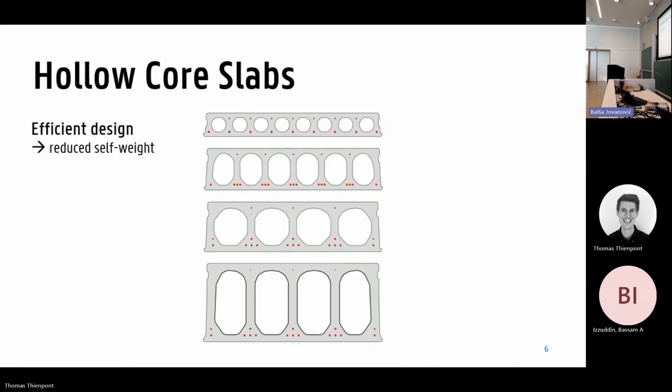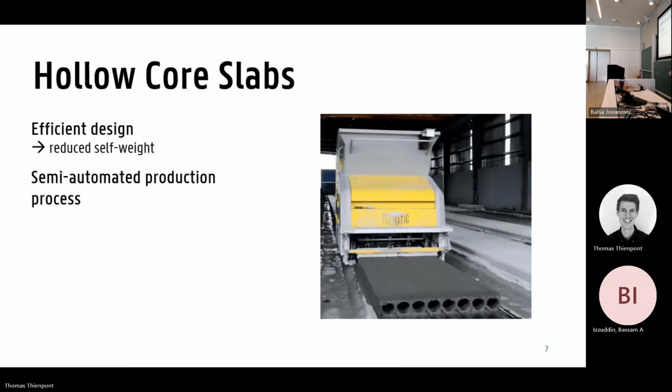Why study hollow core slabs, you might ask? Hollow core slabs have many advantages compared to other flooring products, and one of them is that they have a very efficient design. We have these hollow cores, as we call them, which are just voids of air. So we have a reduced self-weight, and because of that, they're more efficient compared to a solid slab. Secondly, they can be produced in a very automated way. Basically, they are produced in large production halls, and we have these machines which run along a track, and they produce them almost automatically, and there's very little human labor involved.